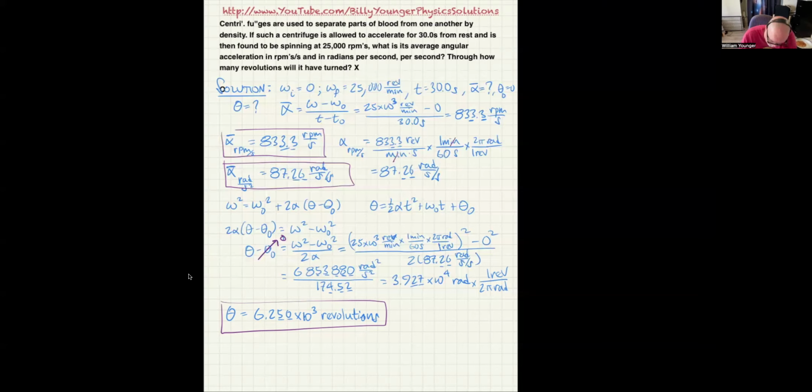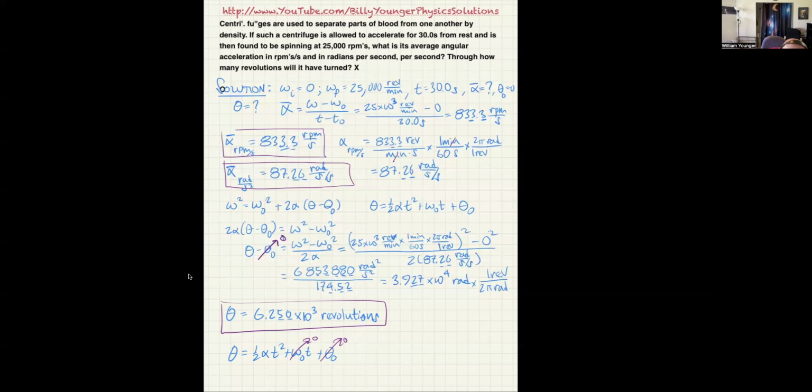So let's just look at the theta just in case. The theta equals 1/2 alpha t squared plus omega 0 t plus theta 0. In this case, we already established that theta 0 is 0. We said it started from rest, so that's 0. So this should actually give us the same result. And this time I'll actually use it in revolutions per minute per second.